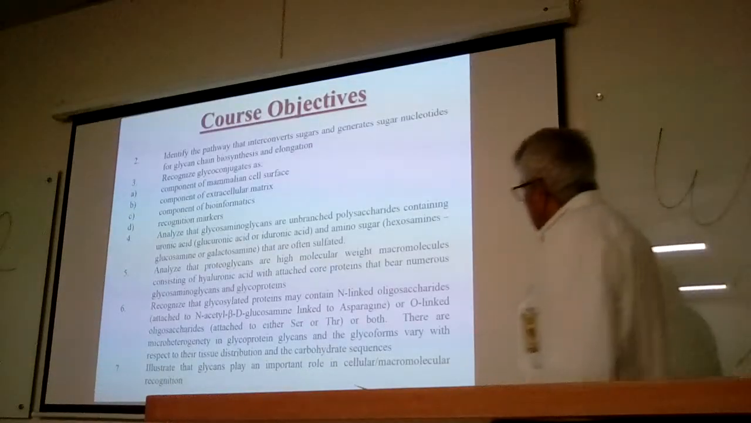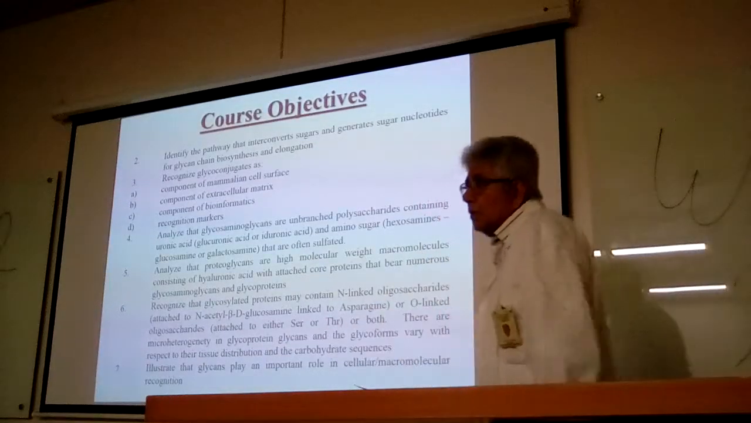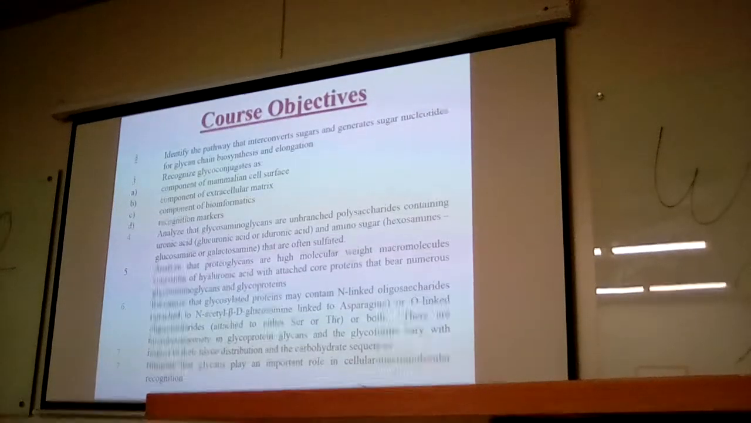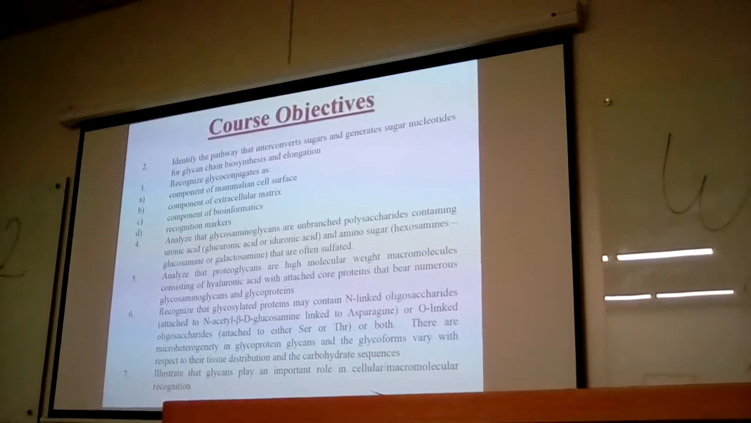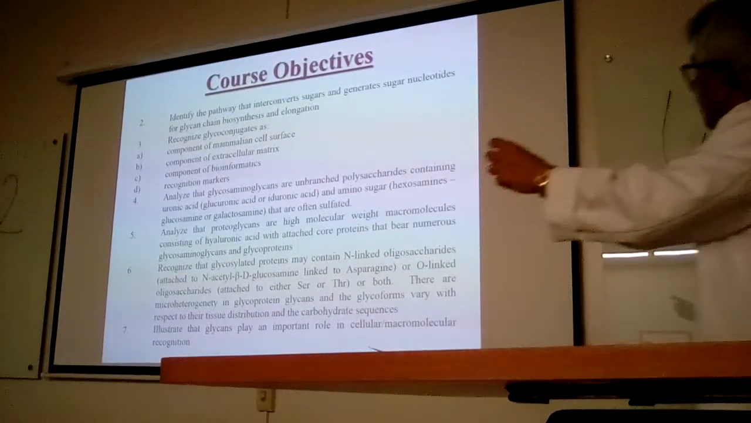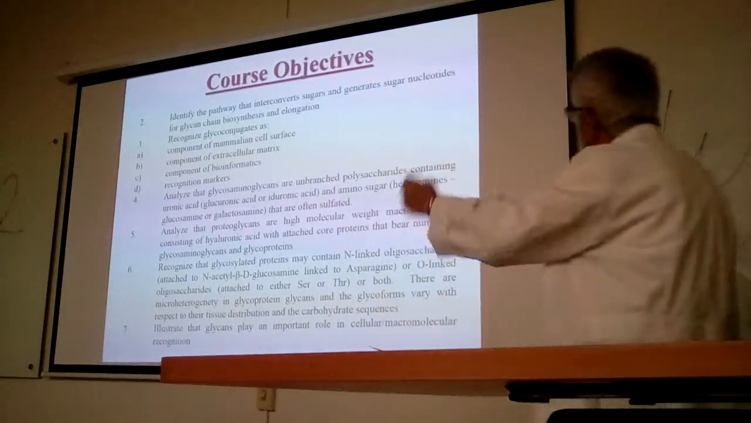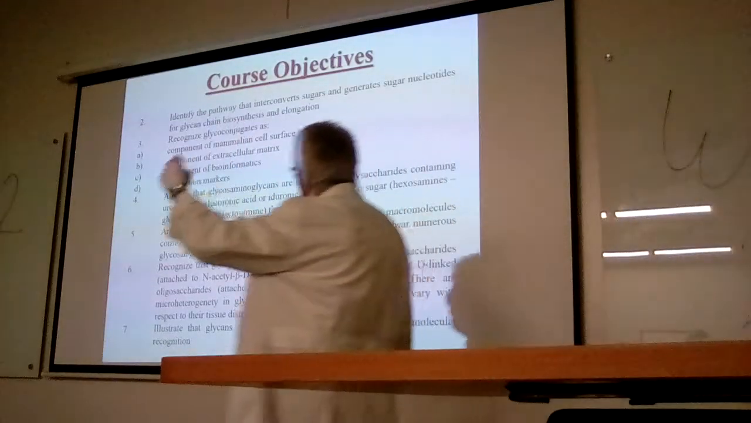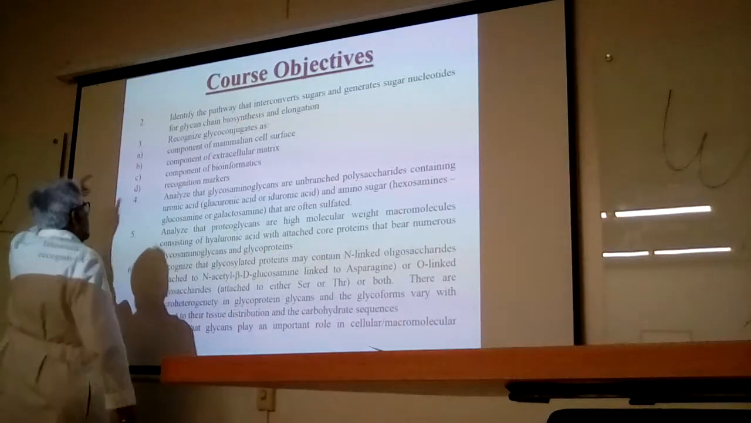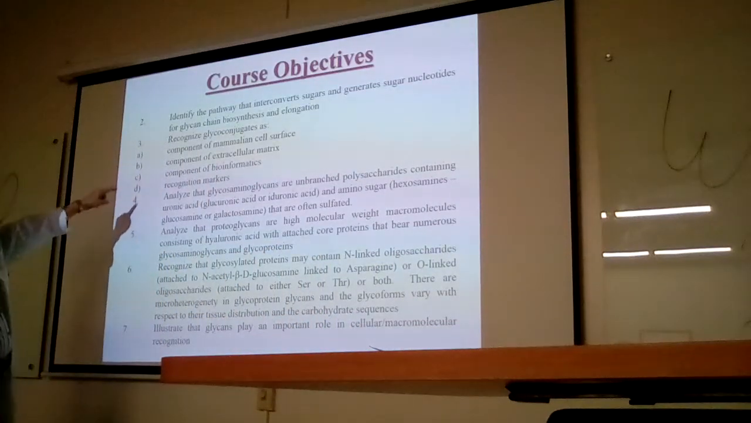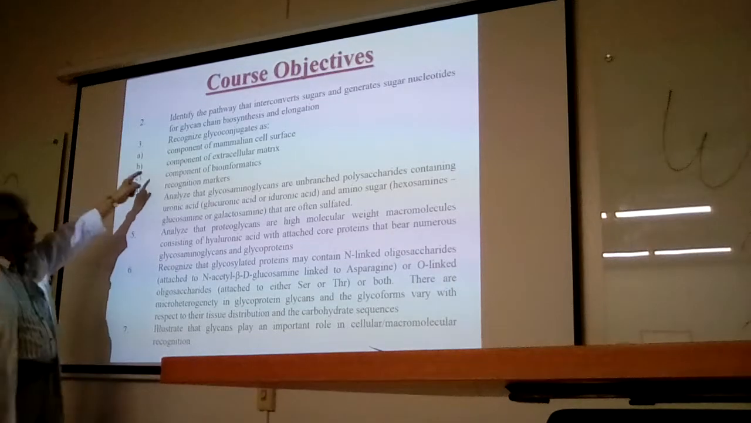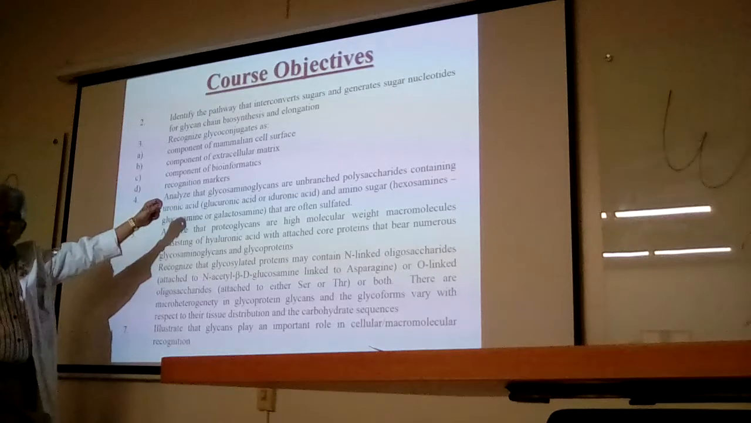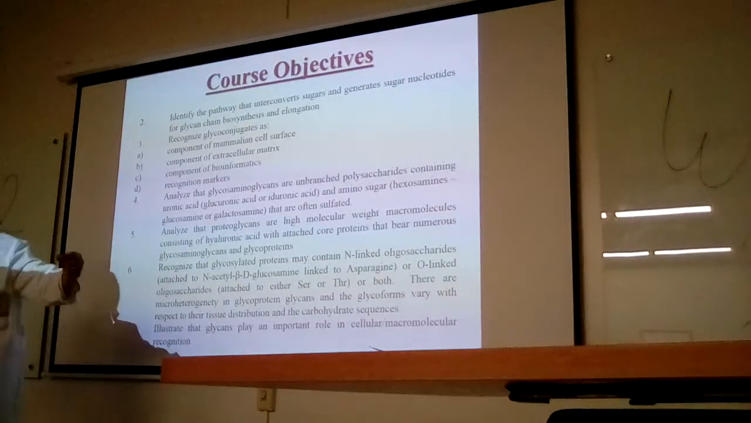Objectives, to help you and also to help me organize my lectures. So the question is, what are these? These are to identify the pathways that convert sugars and generate sugar nucleotides for glycan biosynthesis, and to recognize glycans and glycoconjugates as components of the cell surface, components of the cellular matrix, and recognition markers. All of those things are present in our system.